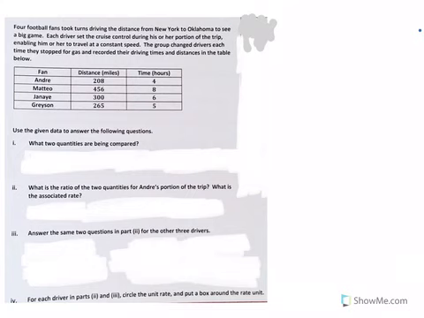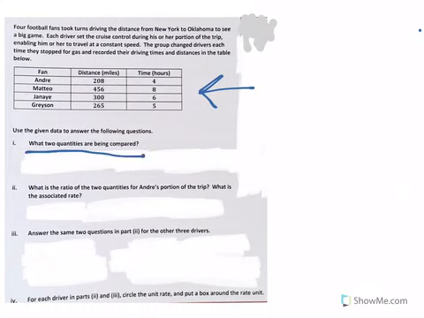4 football fans took turns driving the distance from New York to Oklahoma to see a big game. Each driver set the cruise control during his or her portion of the trip, enabling him or her to travel at a constant speed. So they weren't speeding up and slowing down. They're driving the same speed the whole time. The group changed drivers each time they stopped for gas and recorded their driving times and distances in the table below. So they've given us this table. Use the given data to answer the following questions.